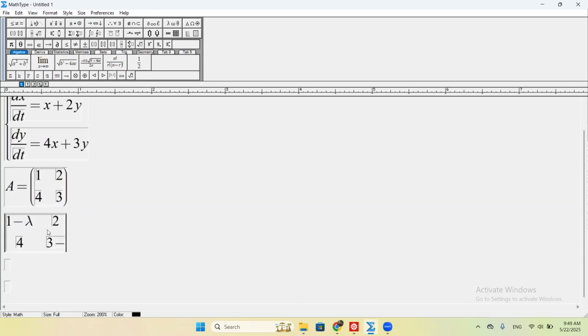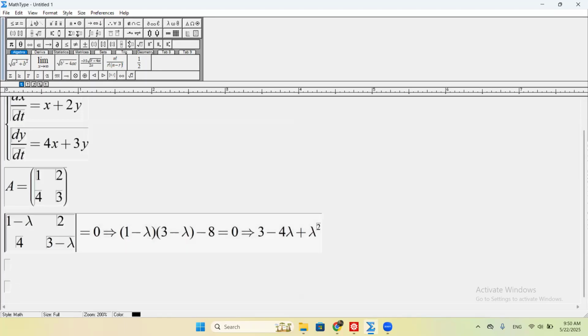What's going on? So everything moved to the middle. So equals 0. Then so 1 minus lambda by 3 minus lambda minus 8 equals 0. Now expand the brackets. So 3 minus 4 lambda plus lambda square minus 8 equals 0.